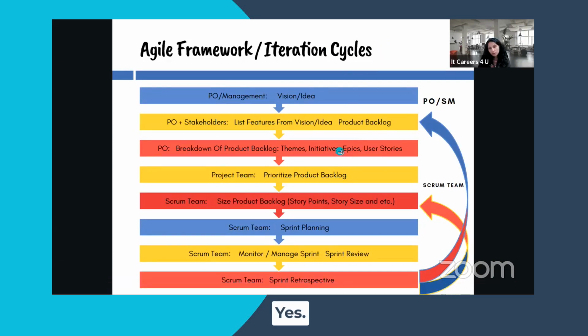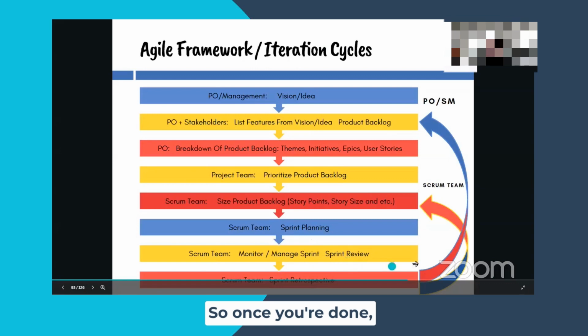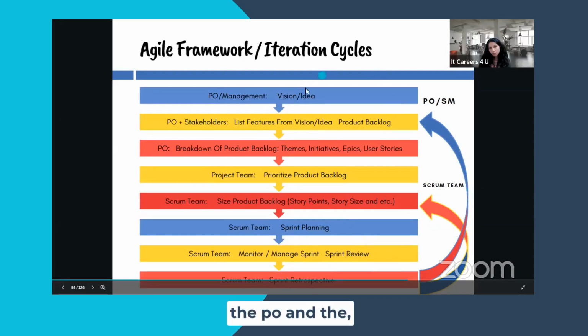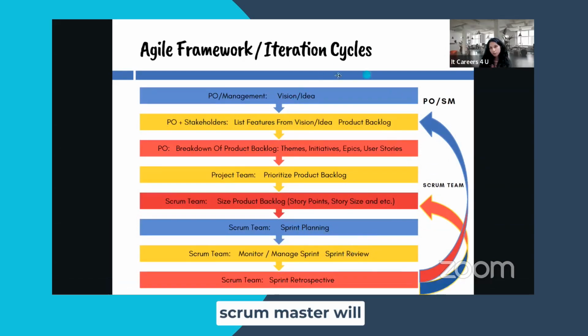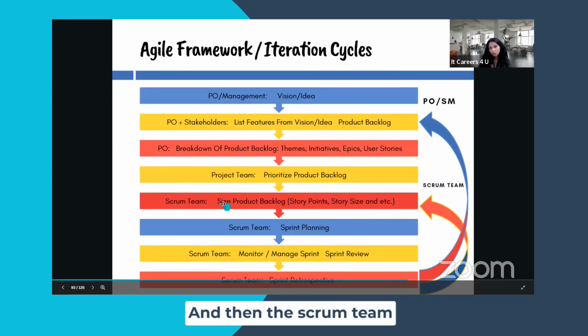So once you're done, the PO and the Scrum Master will continue to work with stakeholders at this level, and then the Scrum team will only focus on what's on the product backlog and continue this cycle over and over again. So that's the key difference.